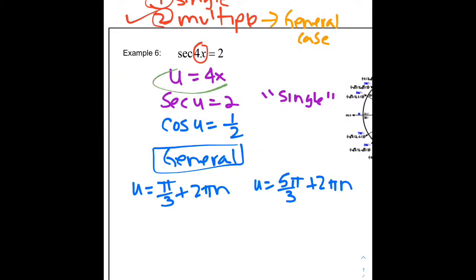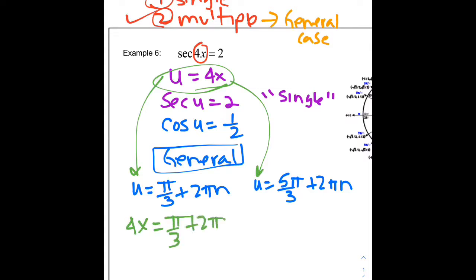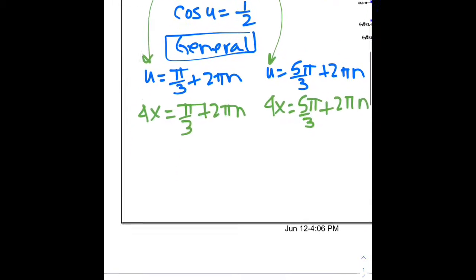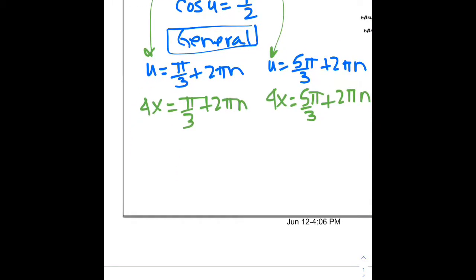So this is where we know that u is equal to 4x, and now I'm going to put it back in for my u. So 4x is equal to pi over 3 plus 2 pi n, and 4x is equal to 5 pi over 3 plus 2 pi n. But I don't want to know what 4x is. I need to know what x is.